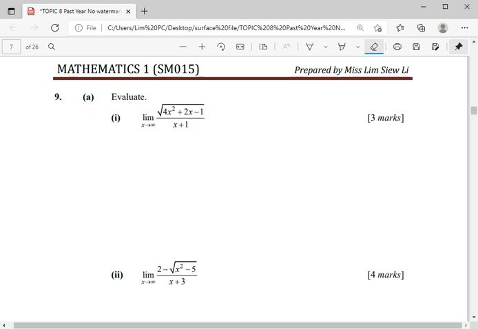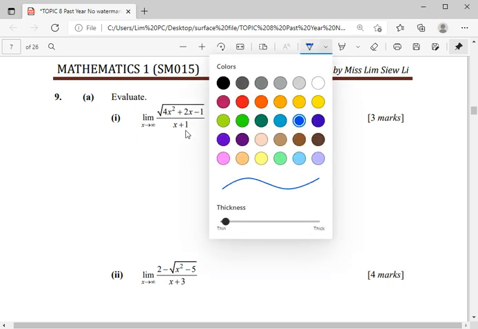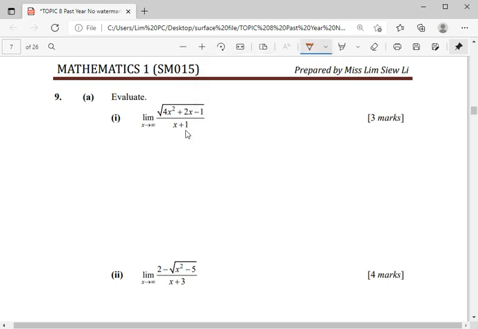We look at question 9. They ask us to evaluate the limit as x approaches infinity for our function involving a square root. Our first attempt will be to substitute infinity into our function. So infinity plus 1 will give you infinity. A big number plus 1 is still infinity.